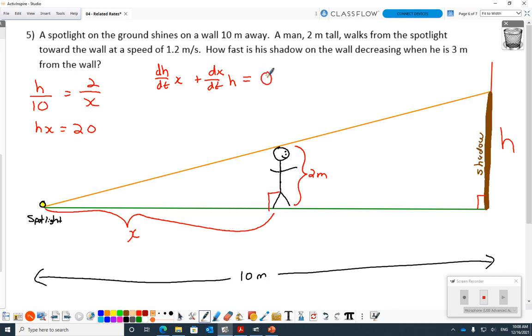We want how fast his shadow is decreasing. Which one is the shadow? H is the shadow. I want dh/dt, so I'm going to isolate this time. dh/dt will be negative h dx/dt all over x. Did I isolate that right? Negative h dx/dt divided by x. Yes, I like that.